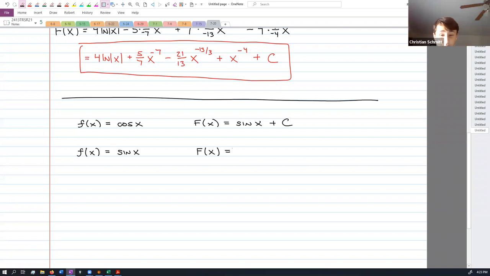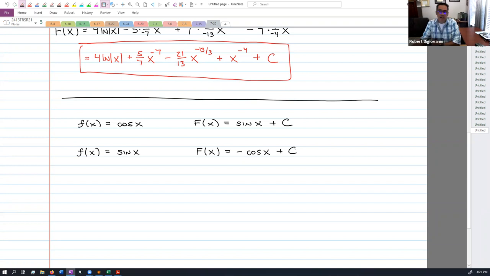Do y'all see where the negative came from? If you just put cosine, the derivative of cosine is negative sine, so that wouldn't match. So Christian had to put a negative out here. That way, when you take the derivative of cosine, you get negative sine, but then the negative and negative become positive. So you get sine x plus c.